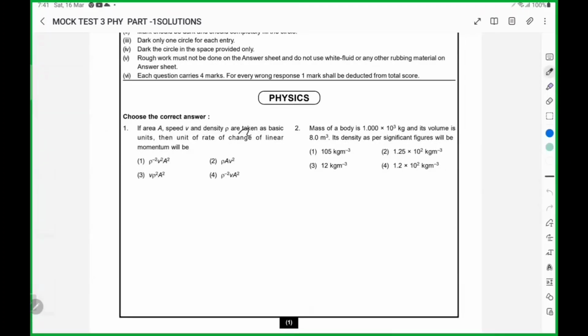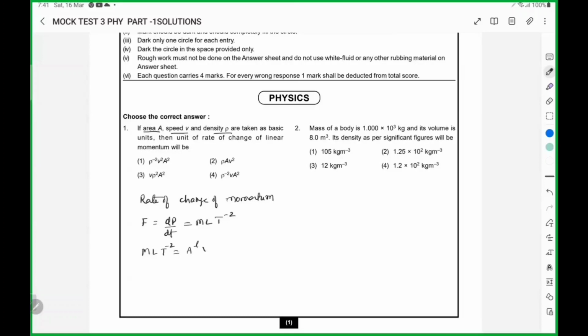Area, speed and density are taken as the basic units. The rate of change of momentum is nothing but force, which has the unit M L T power minus 2. So this we should express in terms of the basic units: area, speed and density.